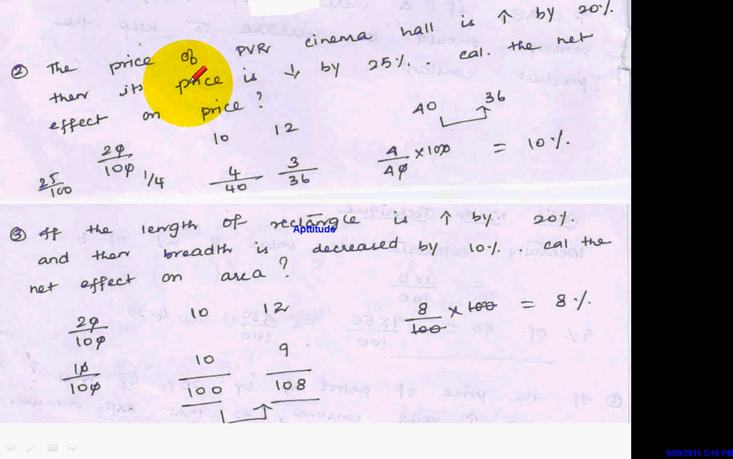And in the next case, the price is decreased by 25%. 25% can be written as 25 by 100. Cancel it, you will get 1 by 4. The base is 4. Since it is decreased, you have to subtract 1 from 4. So 4 minus 1, which is 3.